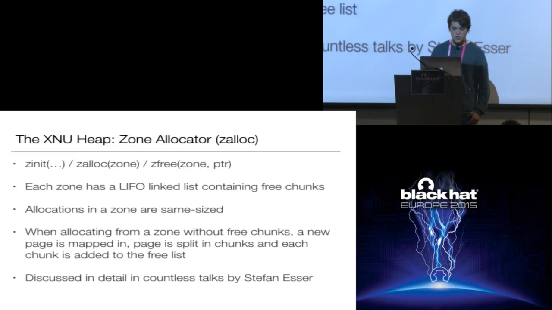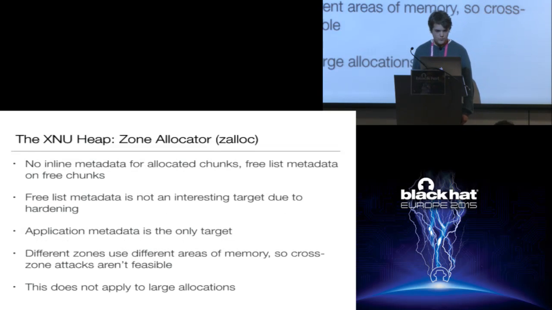Each zone has a last-in, first-out linked list containing free chunks, and allocations in a zone are the same size. When you allocate from a zone without any free chunks available, a new page is mapped in, the page is split into chunks, and each chunk is added to the free list. This allocator has been discussed very much by Stefan Esser, so if you want more detail about it, you can just read his papers.